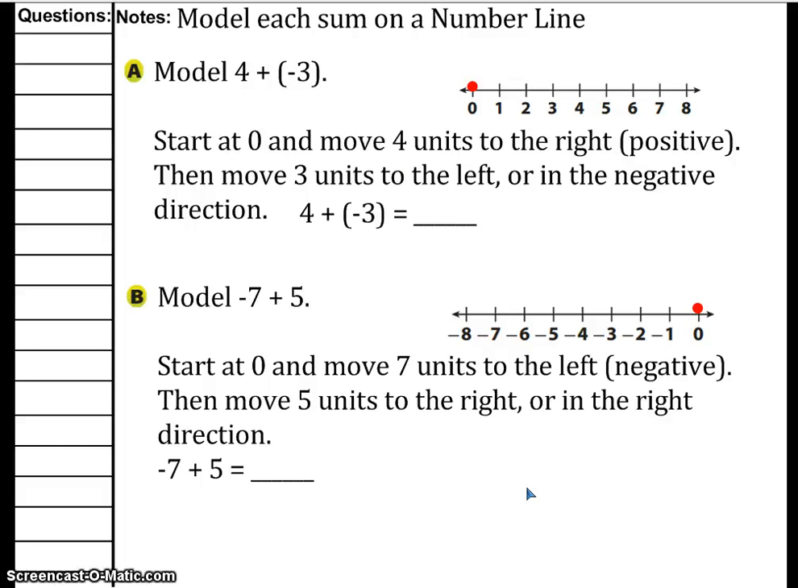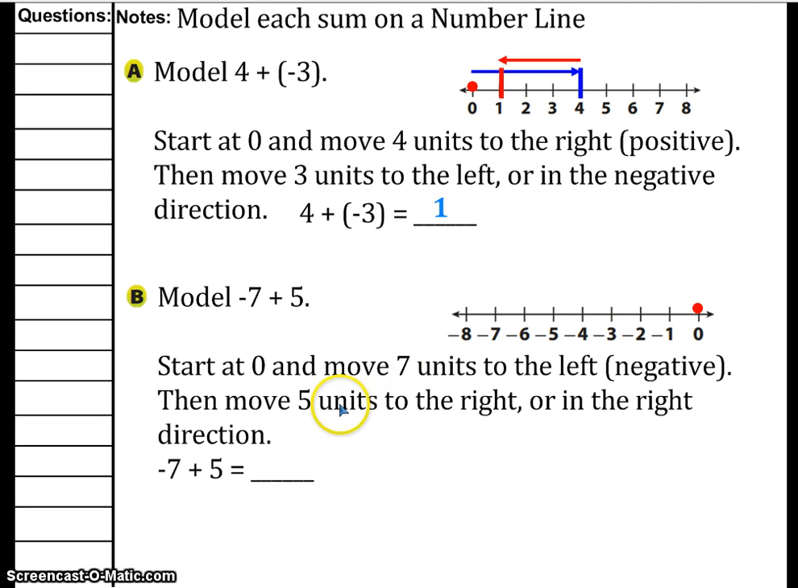Now we're going to look at how to model the sum on a number line. So here we have 4 plus negative 3. Again, on our number line, we'll start at 0, and we will move 4 units to the right since it's a positive integer. Then, once we land on our positive 4, we will move 3 units to the left, or in the negative direction. And where do we land? On positive 1. So 4 plus negative 3 equals positive 1.